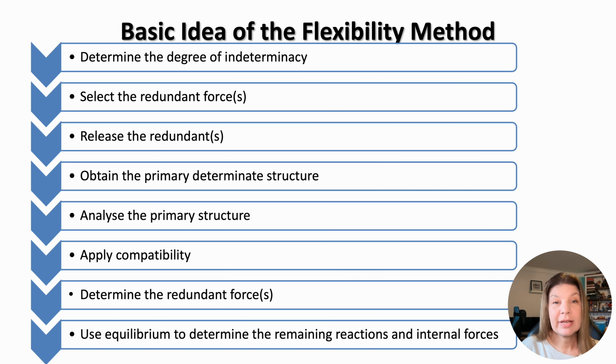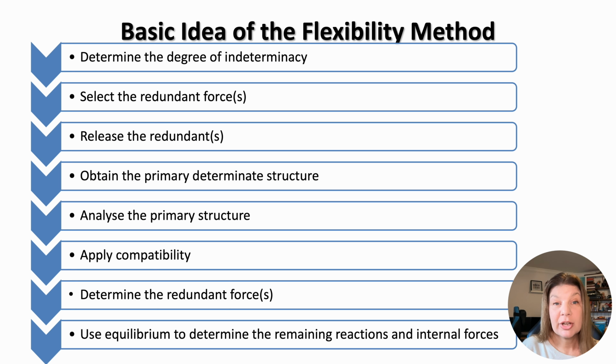We've now compared the flexibility and stiffness methods. So let's focus on the flexibility method and look at the overall procedure before we work through an example. The first step is to determine the degree of indeterminacy. This tells us how many redundant forces we need to introduce. Next, we select one or more redundant forces and release them. By removing these redundants, we obtain an equivalent primary structure that is statically determinate.